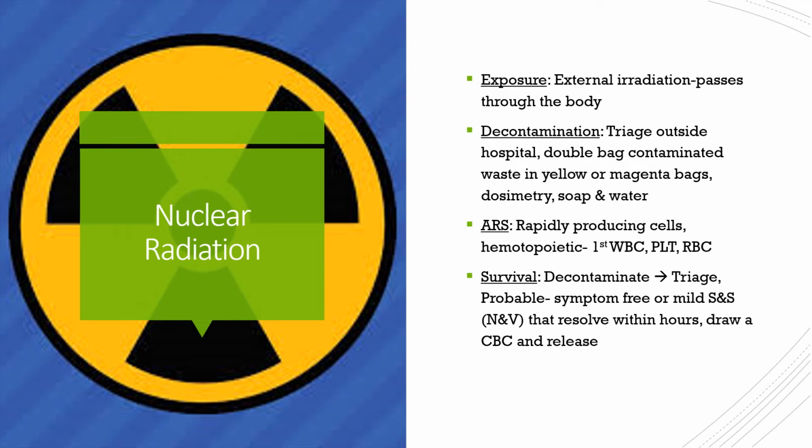After people have been exposed, they can get acute radiation syndrome, which is kind of like when our cancer patients have radiation treatment, and those beams attack the rapidly producing cells in the body. So those are usually the cells that are producing our blood products. So it attacks the white cells, the platelets, and the RBCs.